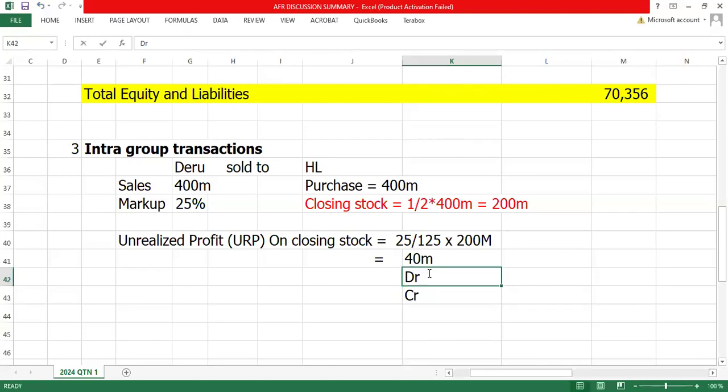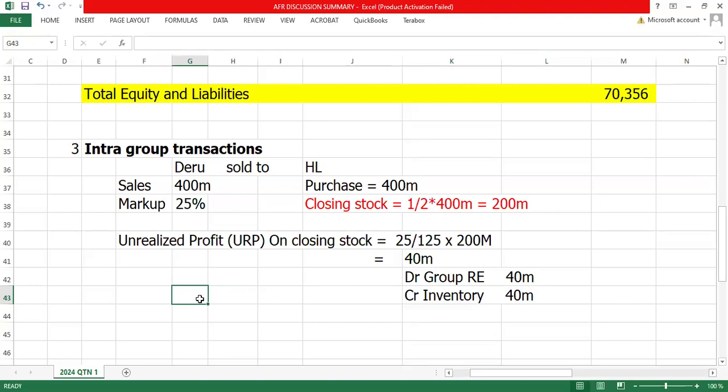How do you eliminate the profit? You debit the group retained earnings, which is 40. You debit it by 40 million. Then you credit what? This is on inventory. So you credit inventory. You reduce the inventory by this amount. Okay?